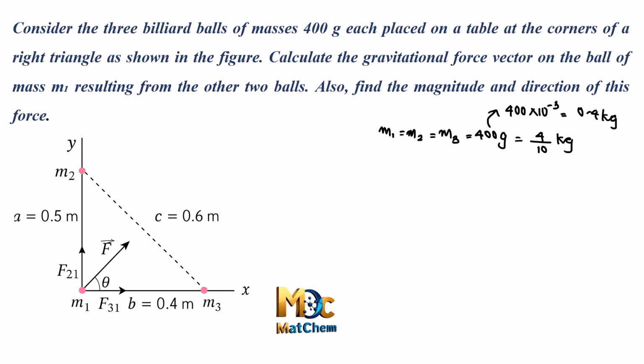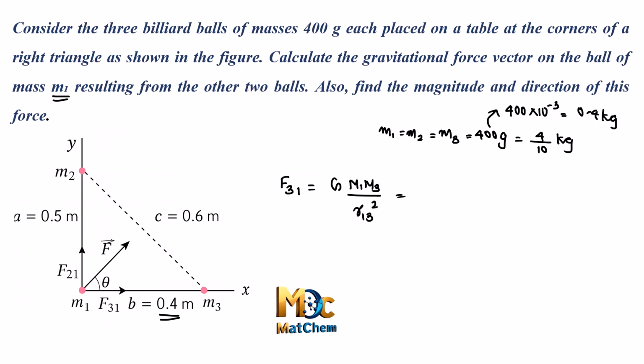Now, what we need to calculate? We need to calculate the gravitational force vector on the ball of mass m1 resulting from the other two balls. When you're considering the masses m1 and m3, they are separated by a distance of 0.4 meter. So we can calculate the force of gravitational attraction between m1 and m3, that is F31, which is equal to G into m1 m3 divided by R13 the whole square.